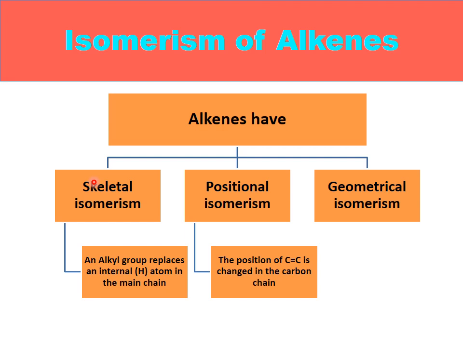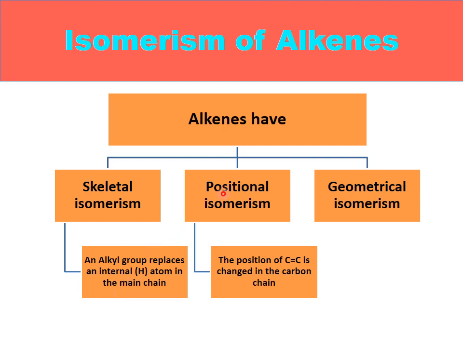Two isomers are said to be skeletal isomers if the difference is in the carbon chain. For example, if an alkyl group replaces an internal hydrogen atom in the main chain, which is the case, for example, if we have a straight chain alkene and its branched isomer.